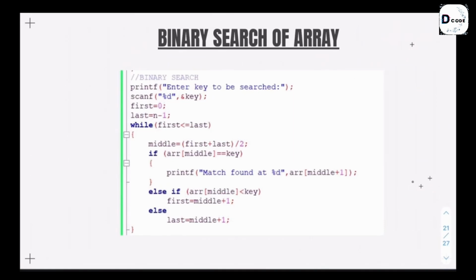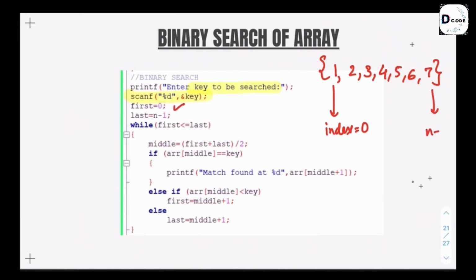First, we will ask the user to enter the key that needs to be searched. We will scan the key value. Let's take an example of a sorted array which is 1, 2, 3, 4, 5, 6, 7. Okay, now the first element will be index 0 and the last element will be n-1. The while loop will be executed till the array gets down to only one element. Okay, so now it goes into the while loop, and it says middle is equal to first plus last divided by 2.